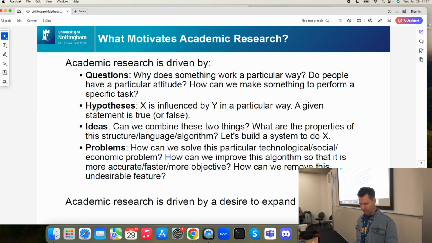And then, of course, we may want to solve specific problems. Maybe somebody has given us a specific task or problem to solve, and we're trying to find the solution to that problem that somebody has already solved, right? Somebody's already worked on it, they've already solved it. How can we solve this particular technological economic problem? How can we improve this algorithm so that it's more accurate or faster or more objective?